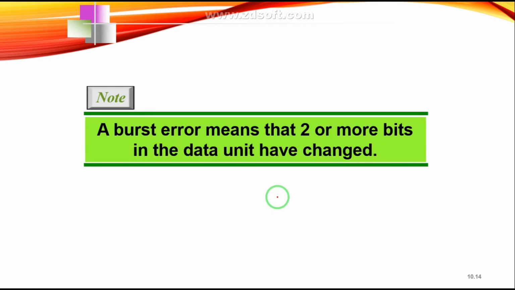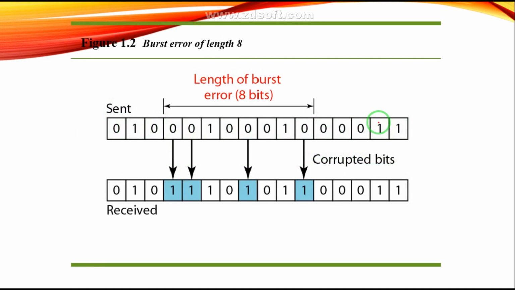Now talking about a burst error. The term burst error means that 2 or more bits in the data unit have changed. Again, it could be from 1 to 0 or 0 to 1. So this is the figure, and remember, a burst error is more likely to occur than a single bit error, because the duration of the noise signal is normally longer than the duration of one bit. Which means that when noise affects the data, it affects a set of bits, not a single bit. So the number of bits affected depends on the data rate and the duration of the noise.